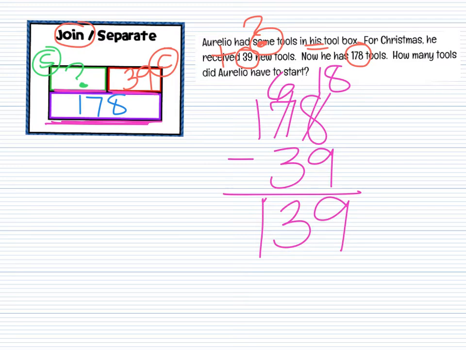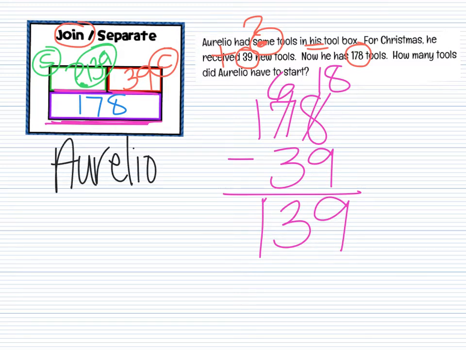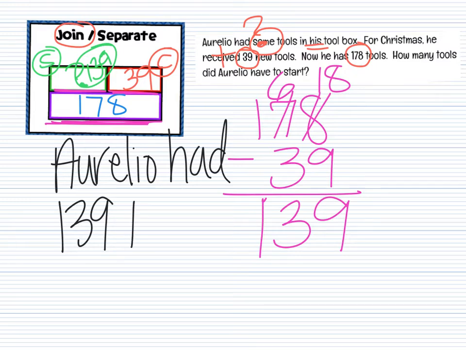Where am I going to put 139 in my word problem structure? Absolutely right. It is my start. So I'm going to put 139 in my start box. So I have solved my problem. Let's answer our problem in words. How many tools did Aurelio have to start? Okay, so in a complete sentence: Aurelio had 139 tools to start.